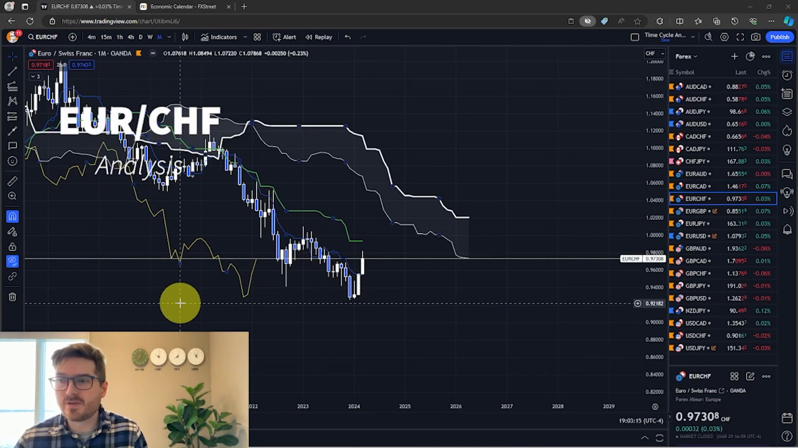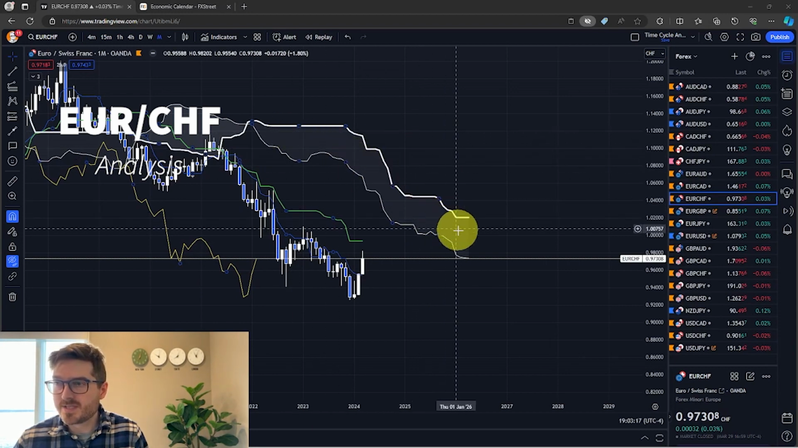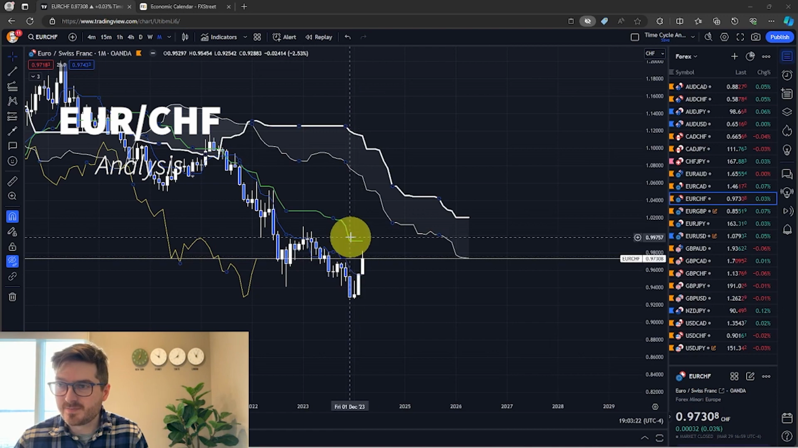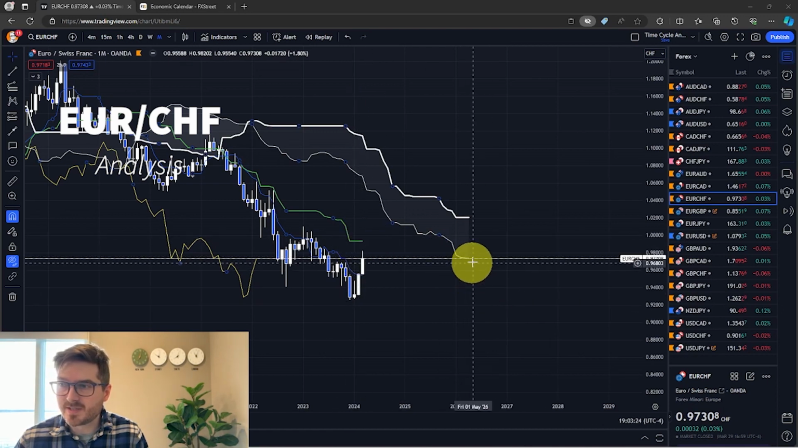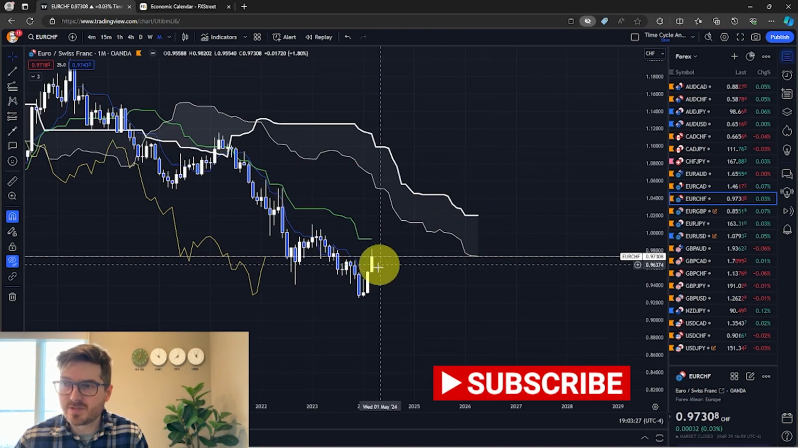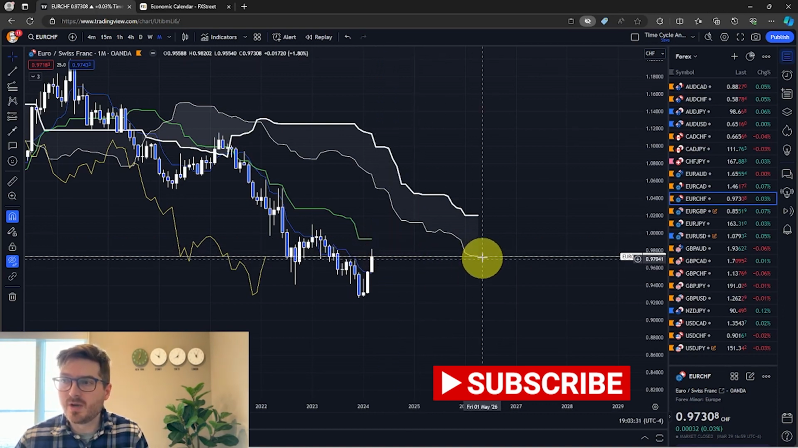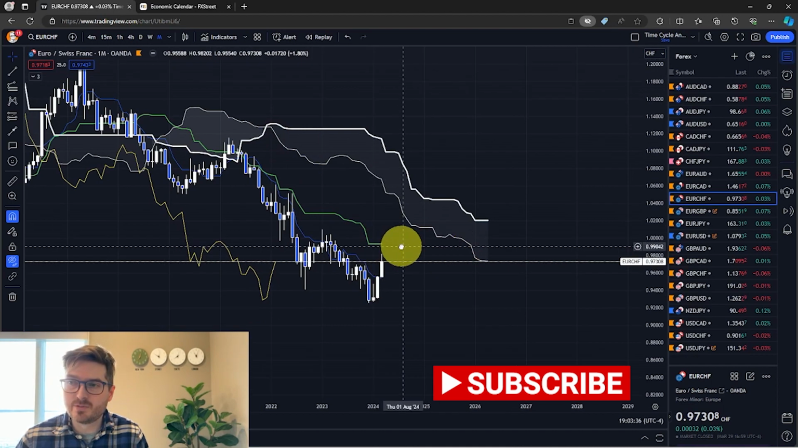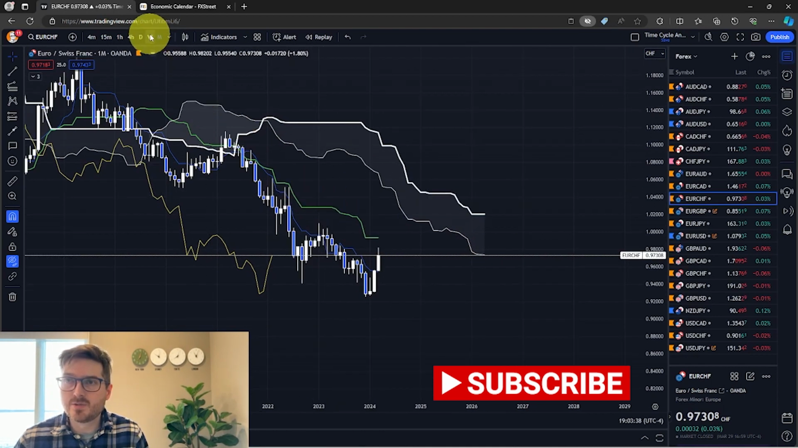Okay, Euro Swiss franc on the monthly. Overall, this is a bearish Kumo cloud. However, price has closed above the Tenkan-sen, and the Kijun-sen is flat. The Senkou span A and B are both flat. So it looks like we're on a retracement right now on the monthly chart. However, this is a bearish trend where we're just on a temporary retracement. Let's go to the weekly.